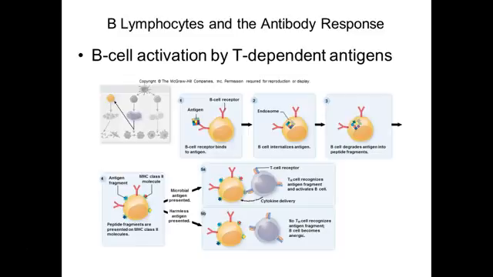Now, helper T cells can communicate with MHC class 2 because what CD marker do they have on their surface? What makes them a helper T cell? CD4, right? And they actually show it here, right? That little molecule next to their T cell receptor is CD4.